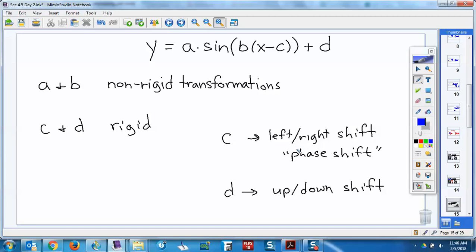But so if you hear that in the directions, understand what they're talking about for a phase shift, left-right. Okay, so how do we make that? How do we make those happen?